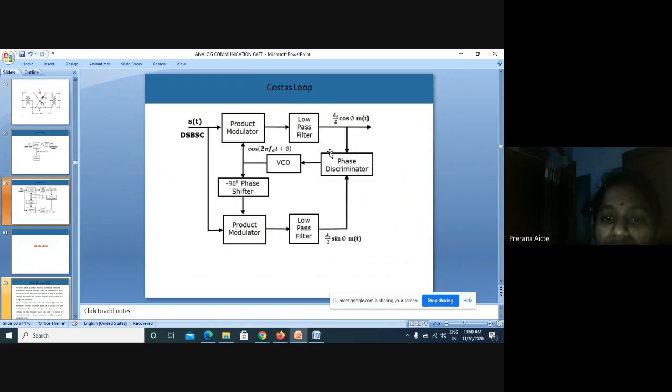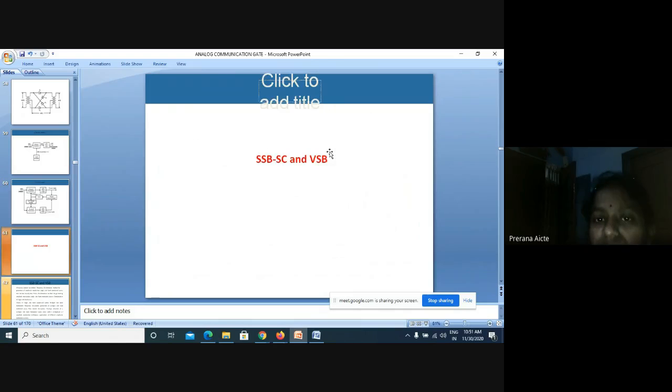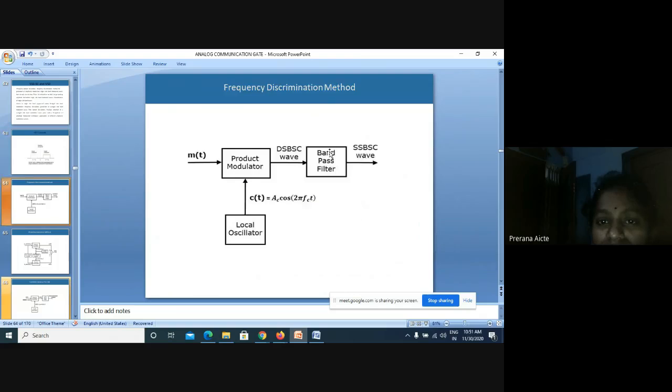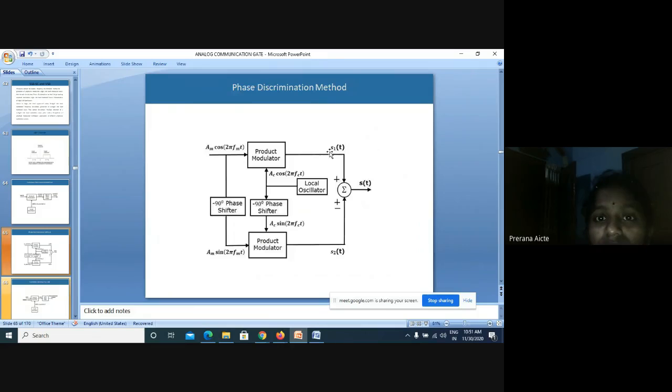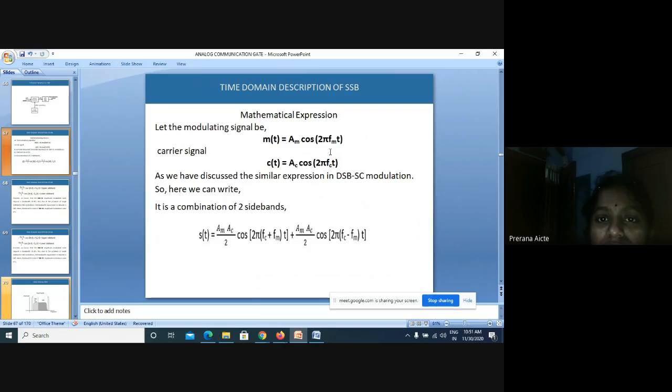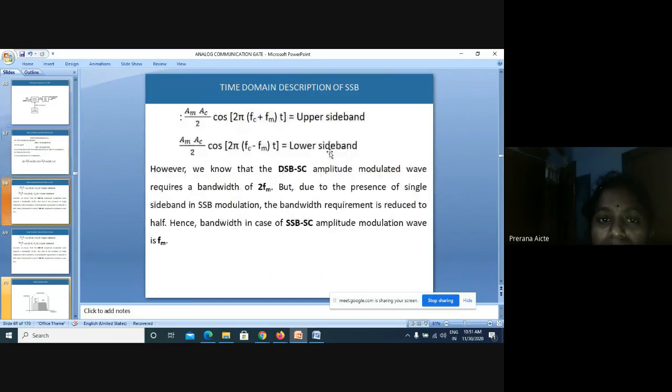For this we are going to have the Costas loop. By making use of this Costas loop, we will try to make phi equal to 0. Next, SSB. For generating your SSB signal, we are going to make use of the frequency discrimination method and the phase discrimination method. And coherent detection is used for SSB.